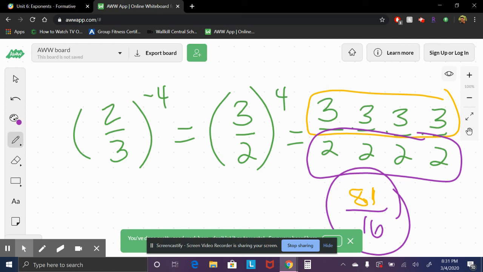All right. So if you have a negative exponent and the base is on the bottom of a fraction, it comes to the top. If you have a fraction with a negative exponent, you have to flip the fraction first. You have to flip the base here and then expand it out before you evaluate it. All right. So those are the types of exponent problems you're going to see today.